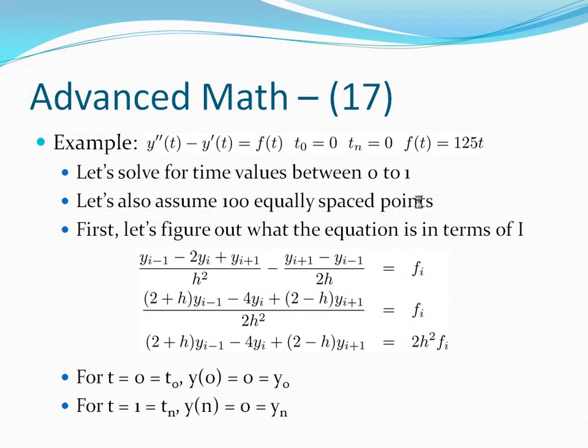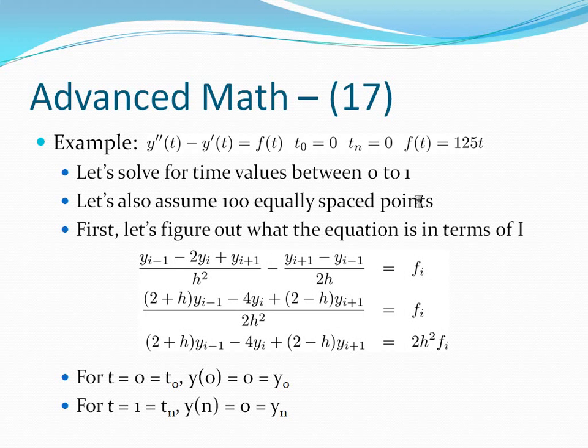We know that the first time value and the last time value are both going to be 0, and we know that the constraint is 125 times t. So let's solve this for time values between 0 and 1, and let's also assume 100 equally spaced points. First, we know what the first and second derivative constraints are, the actual equations. So we're going to substitute those both into here, okay?